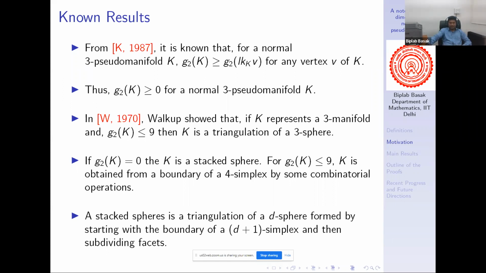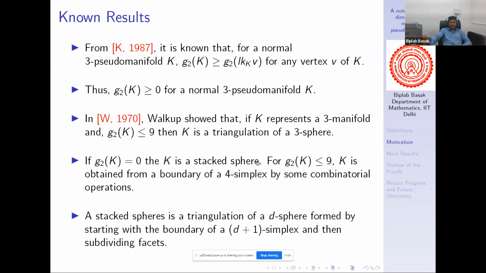Moreover, in this work, he gave a combinatorial characterization of those spheres. That is to mean, he proved that if G2 of K is 0 and K is a three manifold, then K is a stacked sphere. And if G2 of K is less than or equal to 9, then K will be obtained from the boundary of a four simplex by some combinatorial operations.